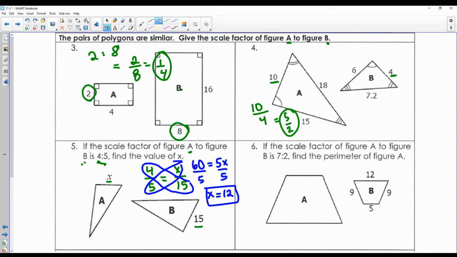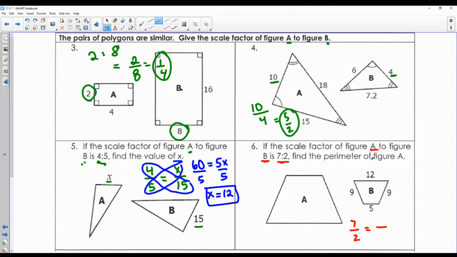All right, last example, or last problem we're going to do together. The scale factor is 7 to 2. Again, they give it to you as a ratio. Please write that as a fraction. So 7 to 2 right there. We want the perimeter of figure A. That's kind of our x. Now, please note that they told us that this scale factor is A to B. So that means that this is A and this is B.